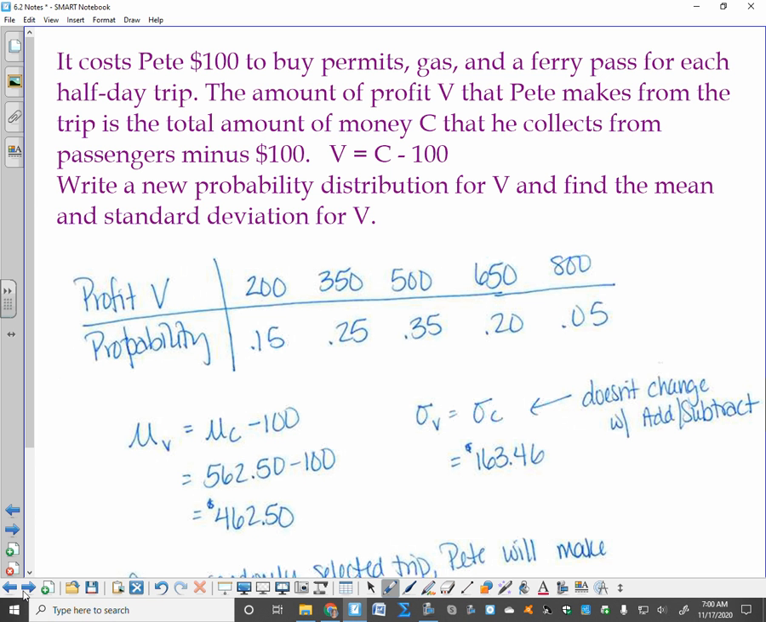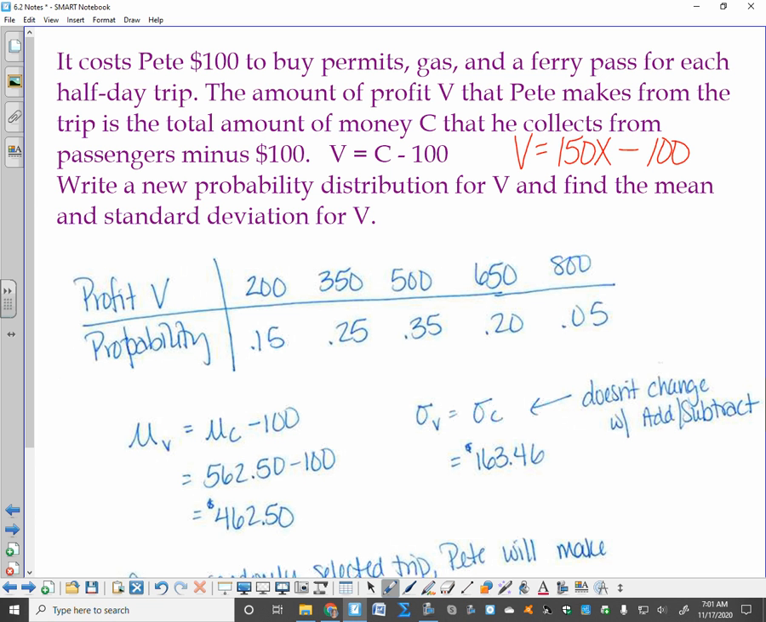Now, I hope some of you are already thinking, well, could I have related this back to X? And X is the number of passengers. Absolutely. V equals 150X minus 100. 150 times each person, and then minus 100 off the top, because that's how much it's going to cost him. But our V is going to relate back to the total amount collected. Write a new probability distribution for V and find the mean and the standard deviation for V.